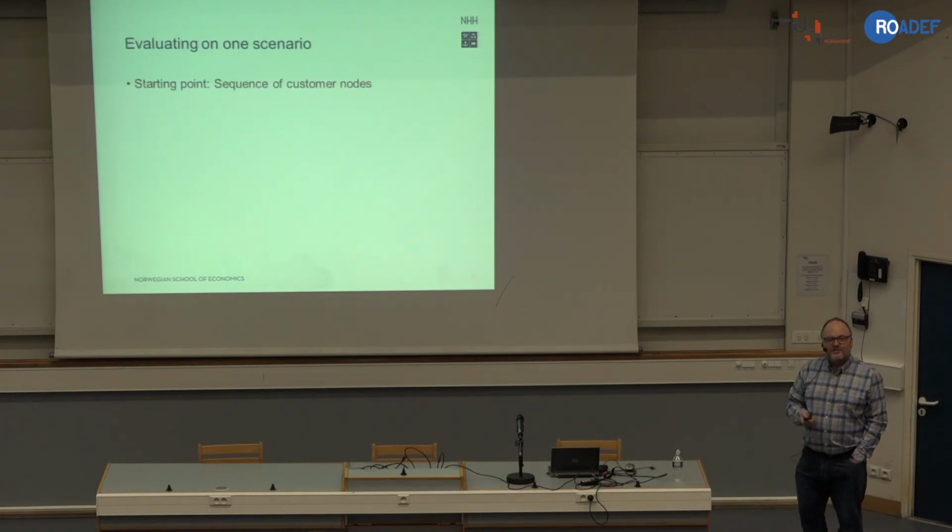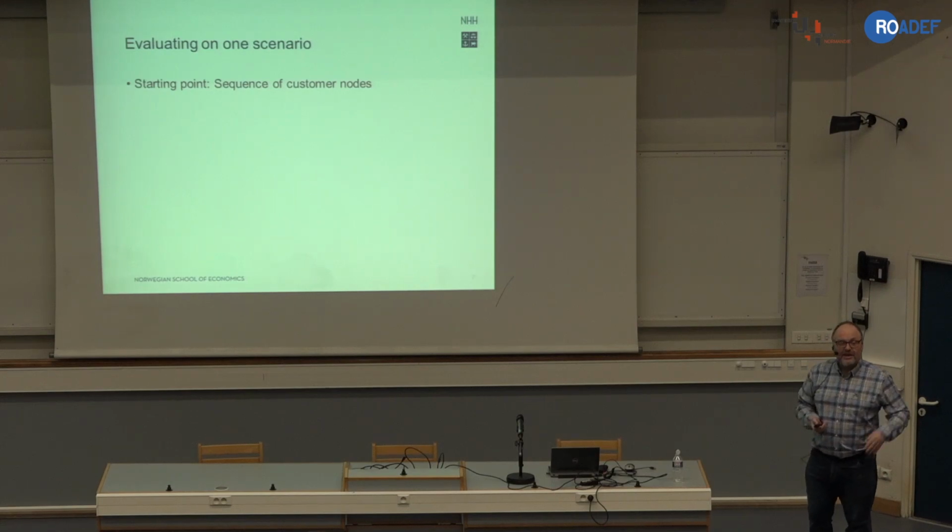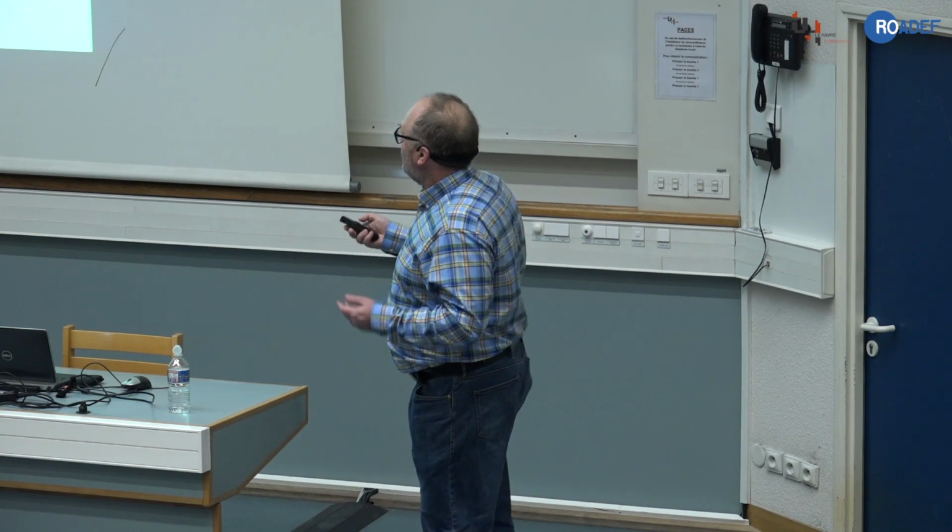So how do you evaluate a solution on one scenario? So now I have a number of scenarios. I still don't know how many, right? But I have a set of scenarios, which is this distribution of speeds. And now you give me a solution, which is a sequence of customers, right? What do I do?